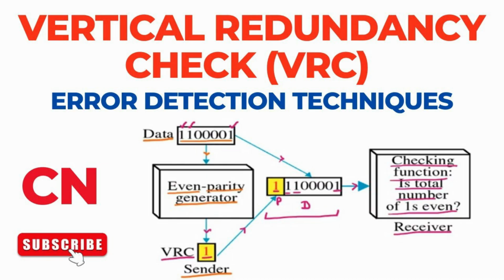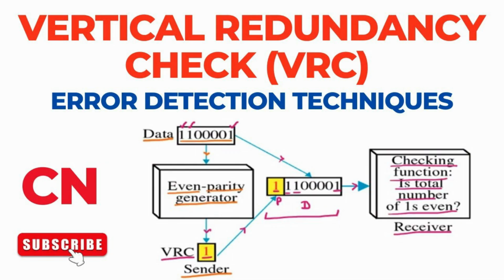Advantages: simplicity. VRC is an easy to implement error detection method. Low overhead: it adds only one extra bit per data unit, resulting in minimum overhead. Efficiency: it efficiently detects single bit errors that are common in some transmission environments. VRC is a basic error detection technique used to ensure data integrity during transmission by adding a parity bit, making it easy to check errors in particular bits.